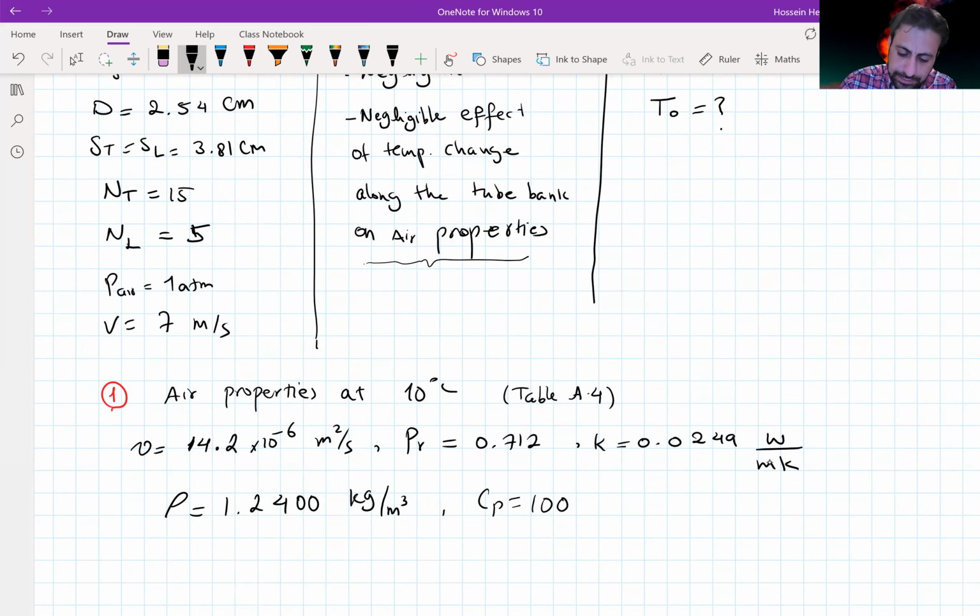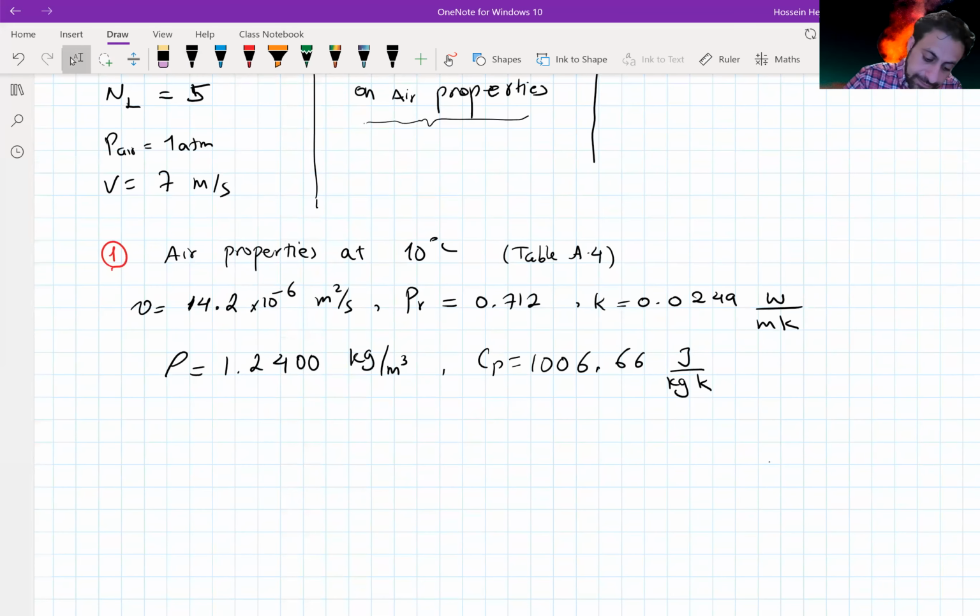Cp is 1006.66. This should be in joule per kilogram Kelvin. And another property that we need is the Prandtl number at the surface, which is the Prandtl number of air at the surface temperature, which if you read it, is going to be 0.7. So this is the first step.